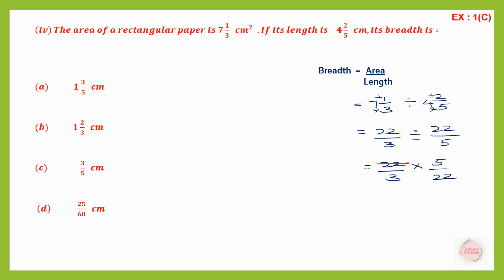Now cancel 22 and 22. What is remaining? 5 in the numerator and 3 in the denominator. Let's convert this to a mixed number. 3 ones are 3, 4, 5, 2 is remaining by 3, and this is in centimeters. So we have found the breadth, which is 1 2 by 3 centimeters.